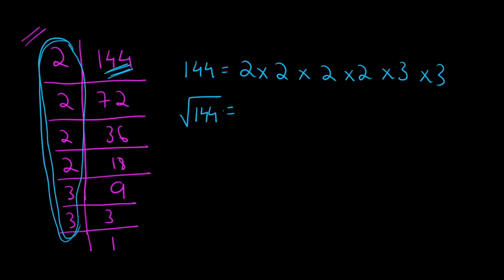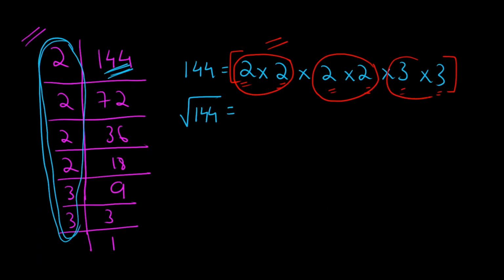Now to find the square root of 144, from these numbers, I will group two same numbers together. So over here, 2 multiplied by 2, they are the same numbers. So I will group them like this. Over here again, 2 multiplied by 2, I will group them together. Here again, 3 multiplied by 3, I will group them together like this.